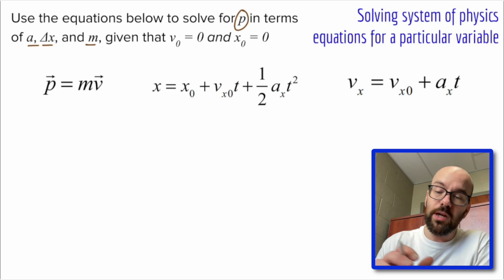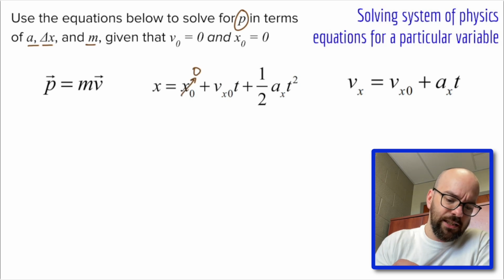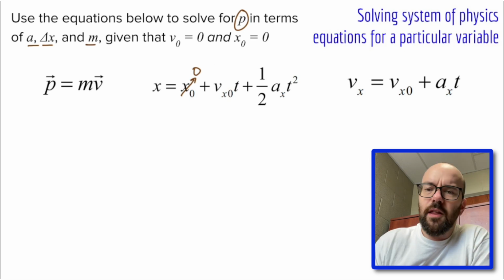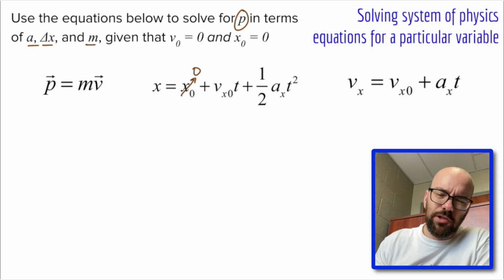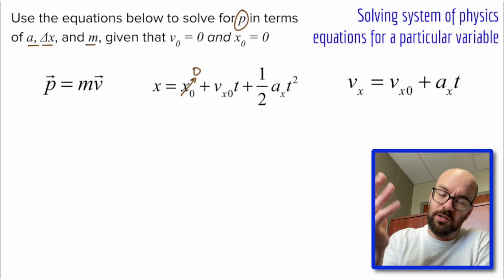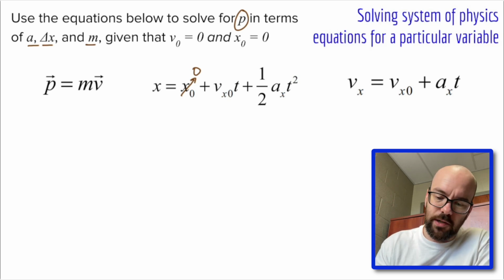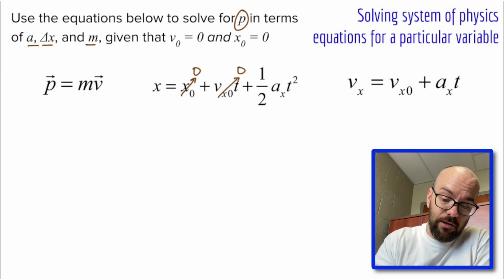We're solving for P in terms of A, delta x, and m, and it tells us that V initial and x initial equal 0. So we can go through these equations and basically cross out the terms that are going to be equal to 0. In this case, x sub 0 is going to be equal to 0 plus the rest of this stuff. We'll just be able to ignore that part. Also, this x right here and the V sub x 0, that just means we're looking in the horizontal or x direction, so we're going to ignore that. Sometimes that might be a y if we're looking at vertical velocity and position, but not of interest to us in this particular problem. That term is going to be 0 as well because V sub 0 is 0, and so V times t is going to be 0. So that term goes to 0.